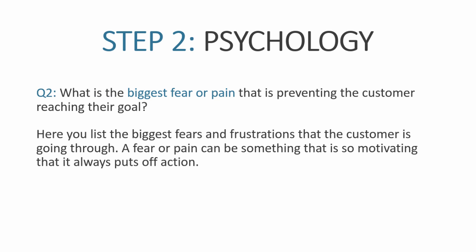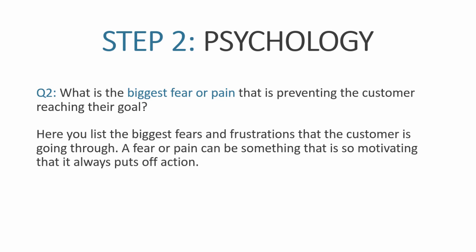Let's move on. Question number 2. What is the biggest fear or pain that is preventing the customer reaching their goal? Here, you list the biggest fears and frustrations that the customer is going through. A fear or pain can be something that is so motivating that it always puts off action. The risks that bring about hesitation and doubt. For example, let's use the dating women niche. Some of the biggest struggles for guys are they cannot find the courage to walk up and talk to women, or they are worried about rejection from a woman, and they also fear loneliness. So that would be the biggest fear or pain that is preventing them from walking up and talking to girls.